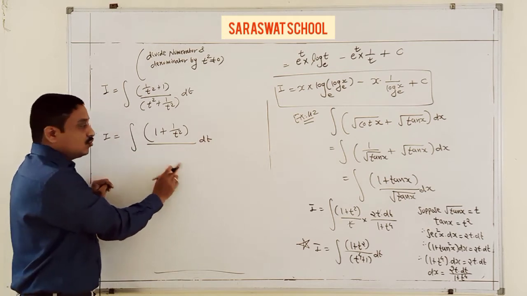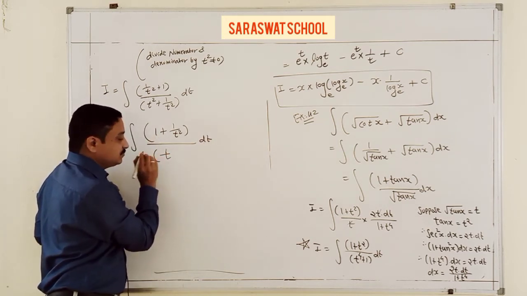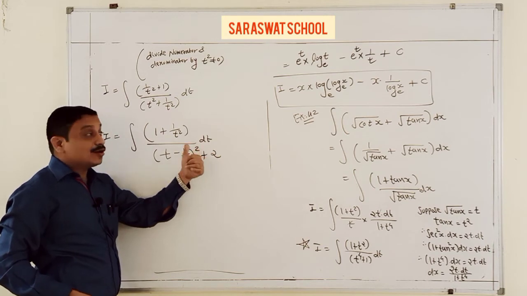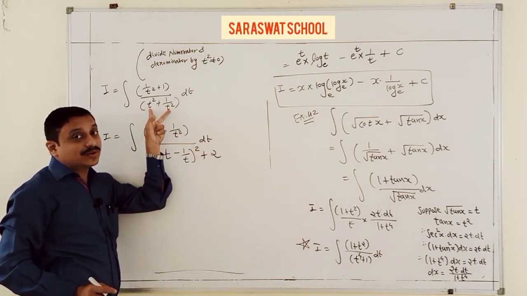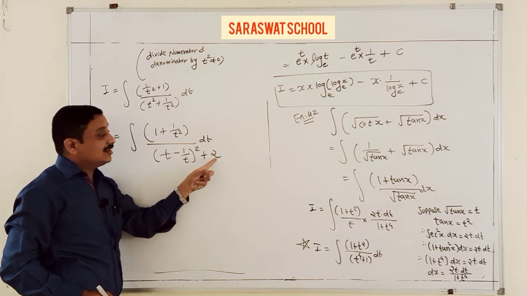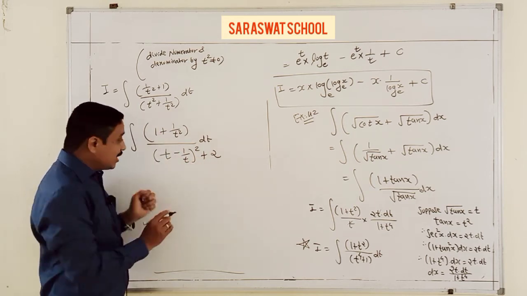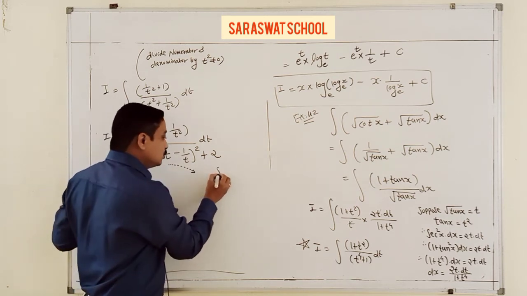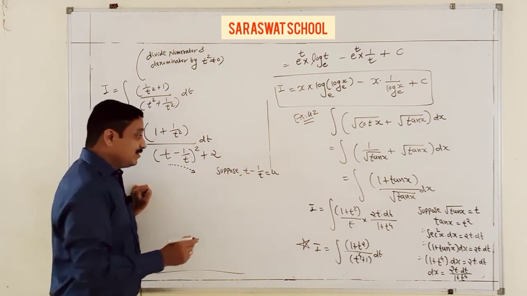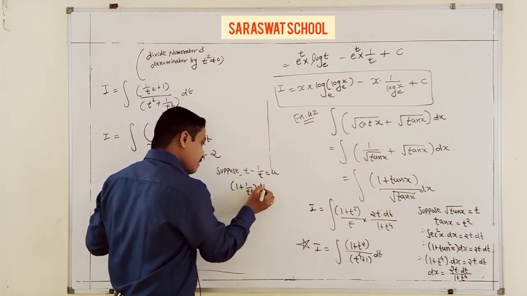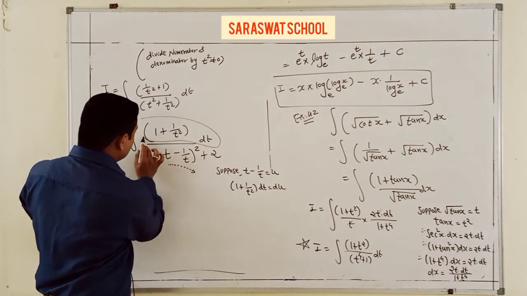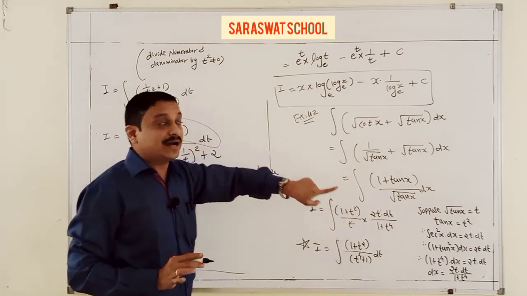You know that 1 is the derivative of t, and 1 by t square is the derivative of minus 1 by t. Plus 2, right now, and whole square, because I want t square plus 1 by t square. Check t square first, 2 into t into 1 by t, it is minus 2 and plus 2, extra we can have 1 by t square. Now then I assume, suppose t minus 1 by t is u. Take that, 1 plus 1 by t square dt is du, and that is your value. That's why I created divide by t square here.